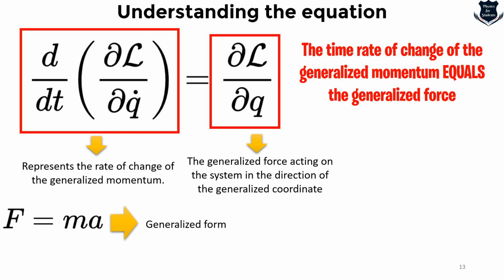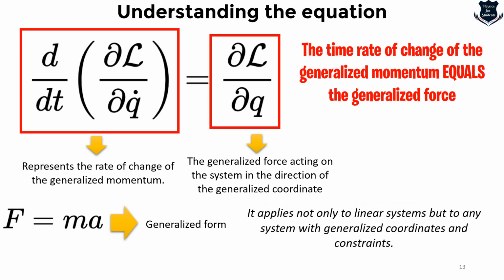So remember that the Euler-Lagrange equation is a generalized form of F equals ma, and F equals ma actually only applies to linear systems, but the Euler-Lagrange equation works with generalized coordinates, with constraints, and a lot of flexibility. So if you go by the deduction, you will see that it ultimately results in Newton's second law. But Newton's second law is applicable only to linear systems. This extends much further, much broader, and it encompasses a lot of problems in physics and mathematics.